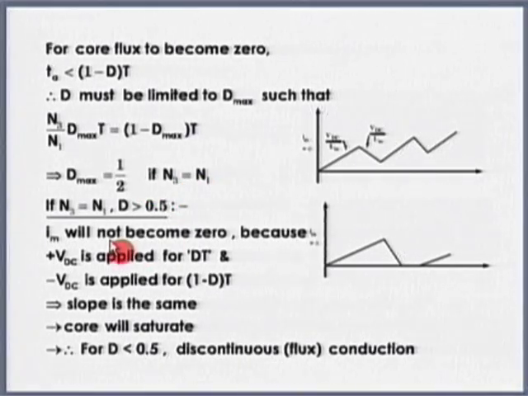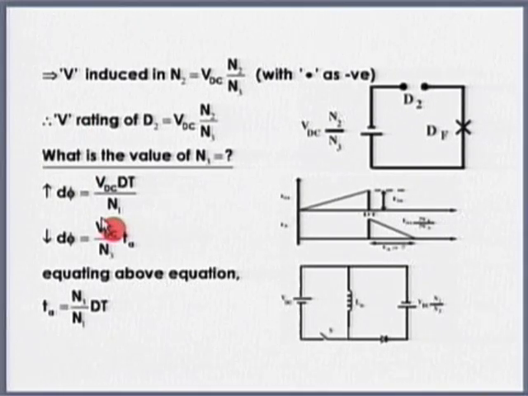So, that is one of the reasons for connecting this tertiary across the supply. Now, if I choose N3 equal to N1 and D max is greater than 0.5, what happens? For the first time, I will close the switch. D max is greater than 0.5. The controller has decided the switch is on for a longer time. See this equation here, dφ is given by VDC into DT divided by N1. This is the rate of the flux. It has started from 0, I am neglecting the residual flux.